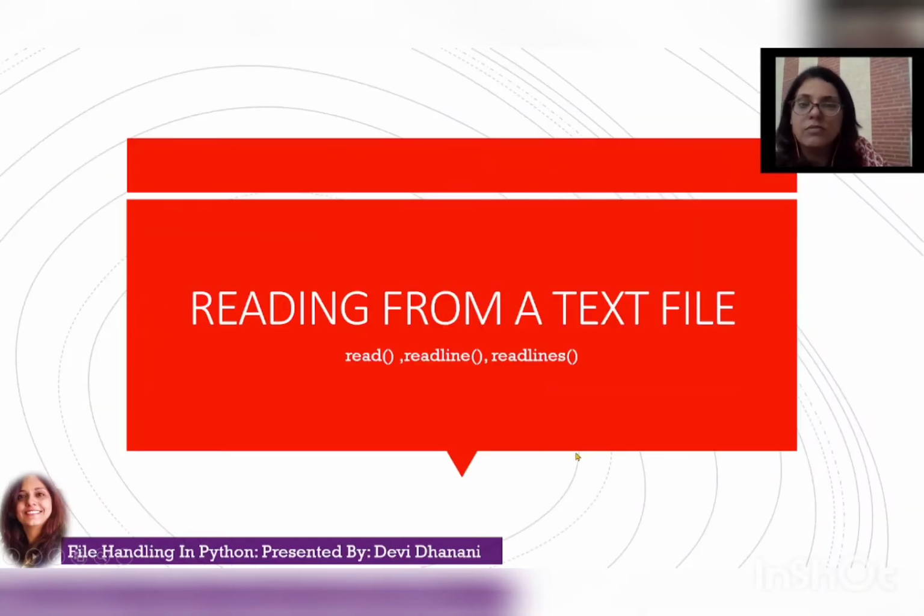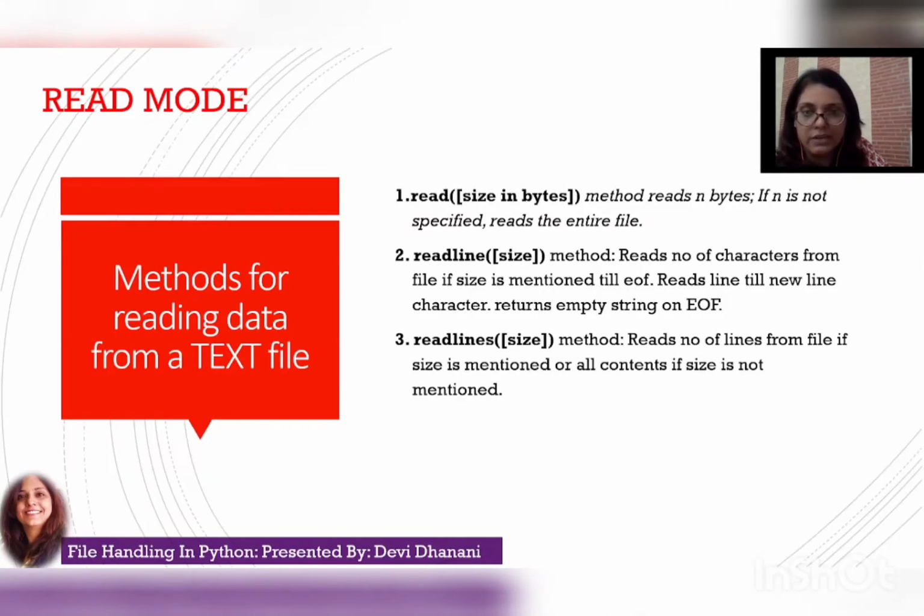Now there are three methods through which you can read the text from the file. Let's have a quick look at these three methods and then we'll see how we can further read the demo text, demo file.txt, using these three methods. The first method is the read method. The read method takes a parameter which is optional. It is the size in bytes. What it does is read the content in the form of bytes, that is n bytes. If n is not specified, it will read the entire file.